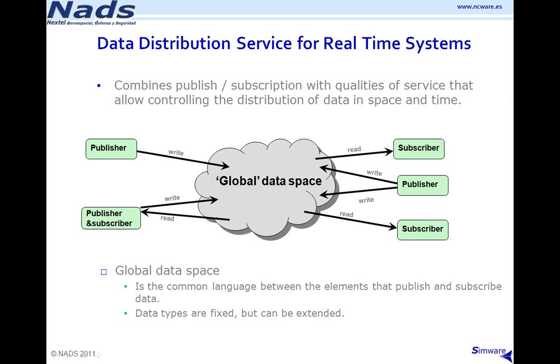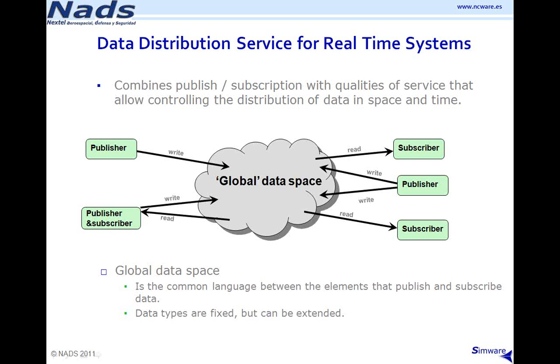The participants declare the data they want to send to the net. This is called to publish. And the data they want to receive from the net. And this is to subscribe. That way, publishing and subscribing are not coupled. The datanet is a free port where everyone can join or leave at any moment.